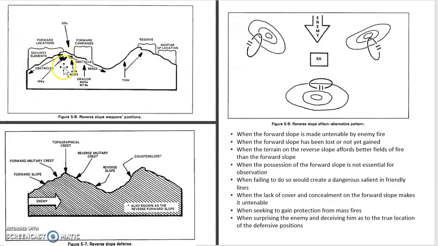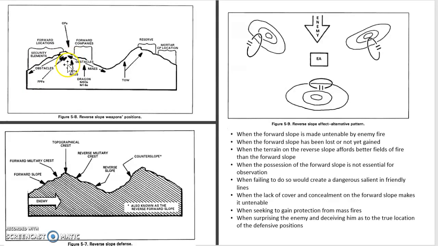Now let's go up here. So this is the same picture. Now what they've done, moving from west to east, right? They maybe have set up different security elements, so different OPs, LPOPs on this forward slope or this forward military crest. They've set up maybe different obstacles. It could be landmines, it could be concertina wire, it could be sandbags, it just could be maybe boulders, FPS for different final protective fires.